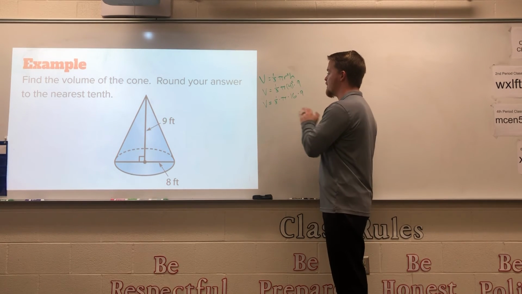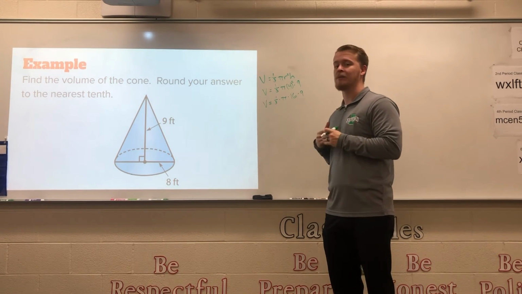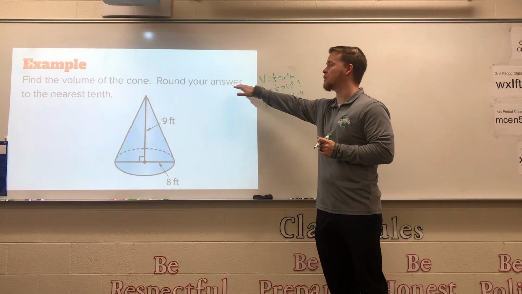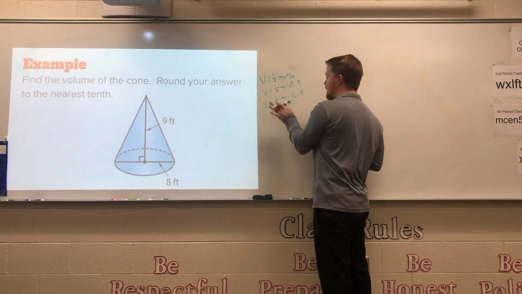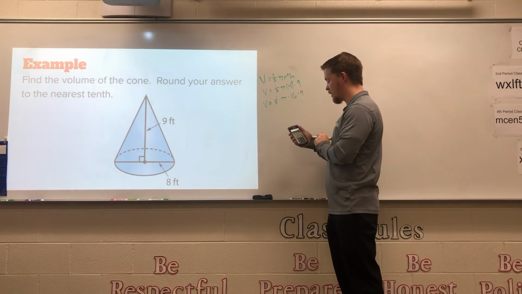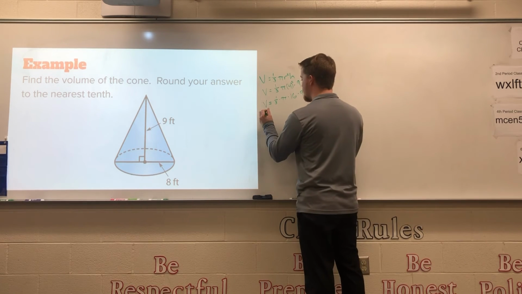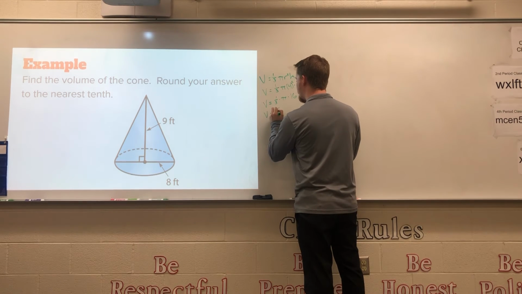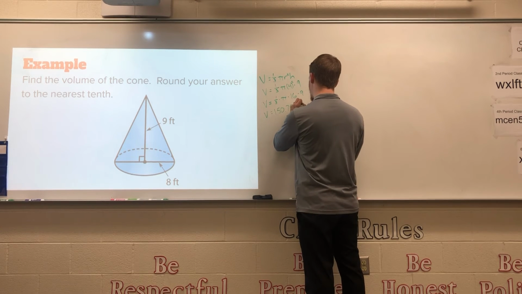But with this, it's probably better to just multiply them all out together in your calculator so you do not make rounding mistakes, because you do want to make sure you're rounding your answer to the nearest tenth. So once I've got everything simplified with the exponents, I'm just going to plug all this into my calculator. I'm going to plug in 1/3 times pi times 16 times 9 equals, and that will give you V equals 150.79644474.